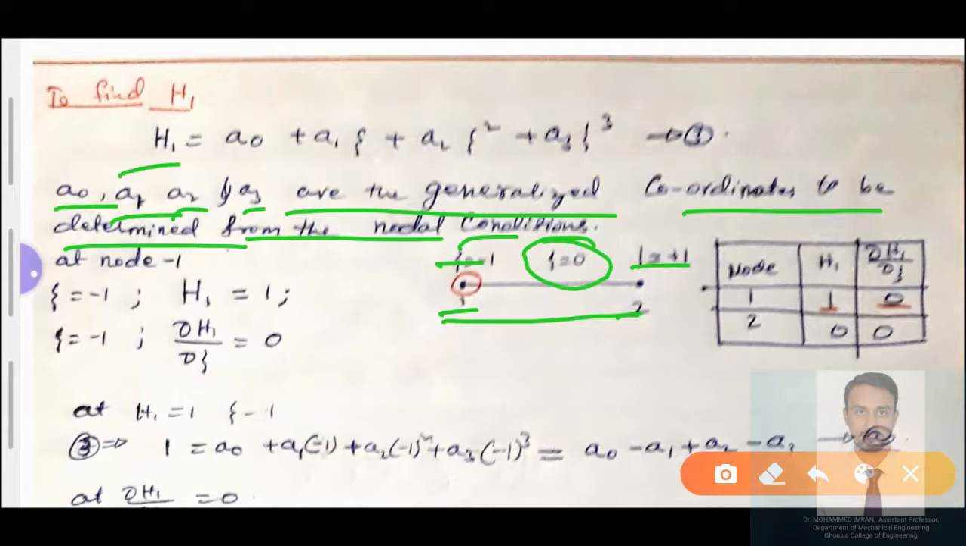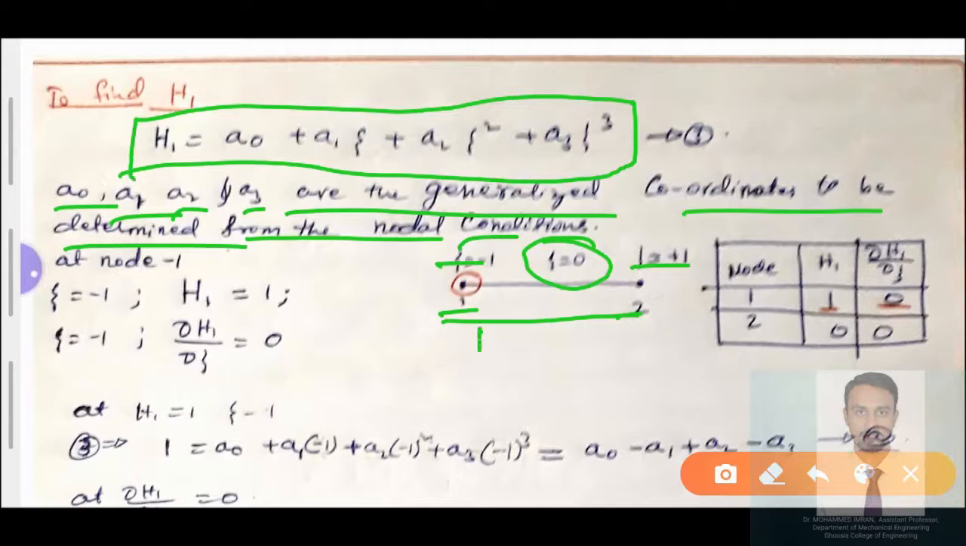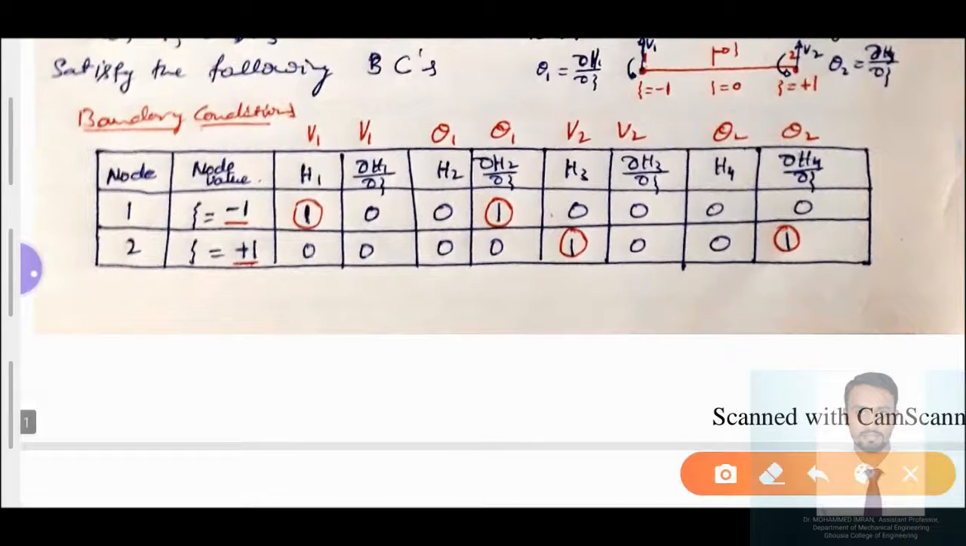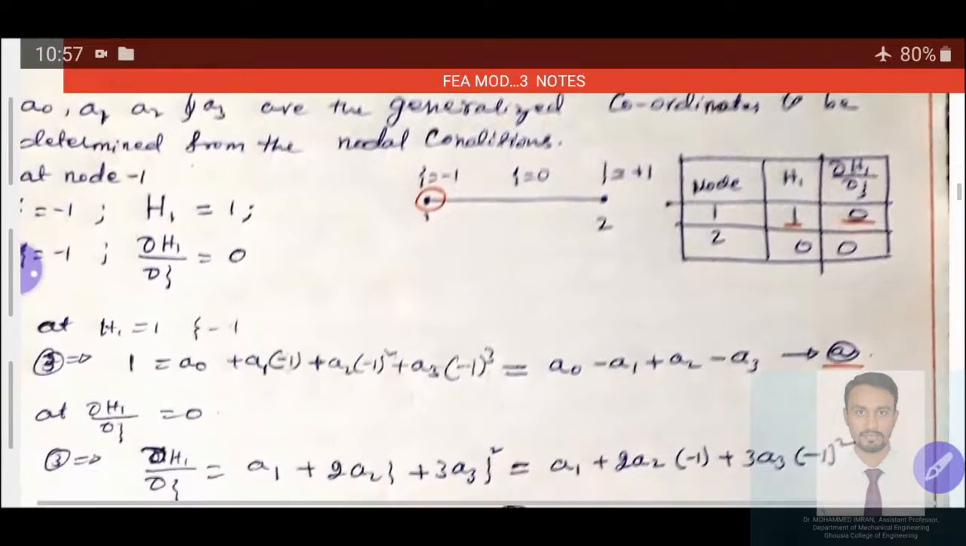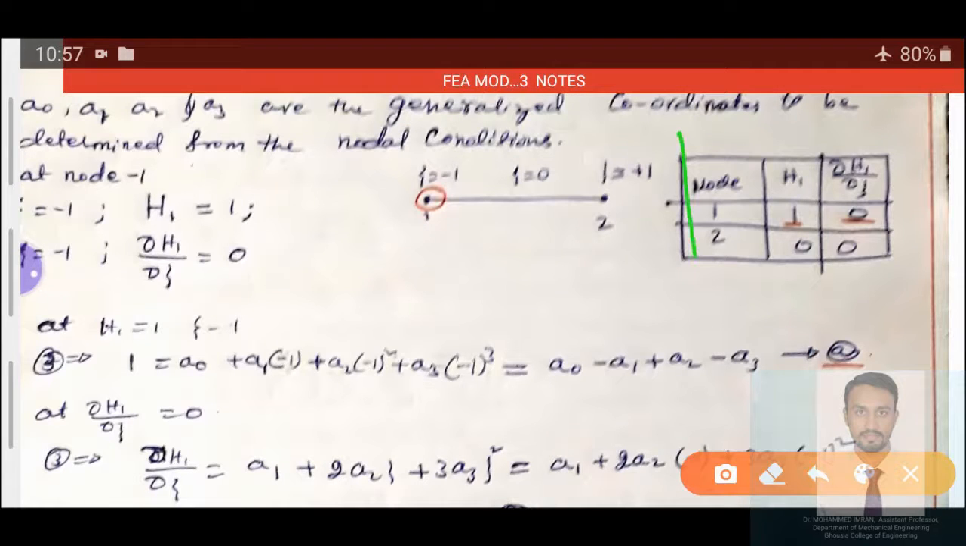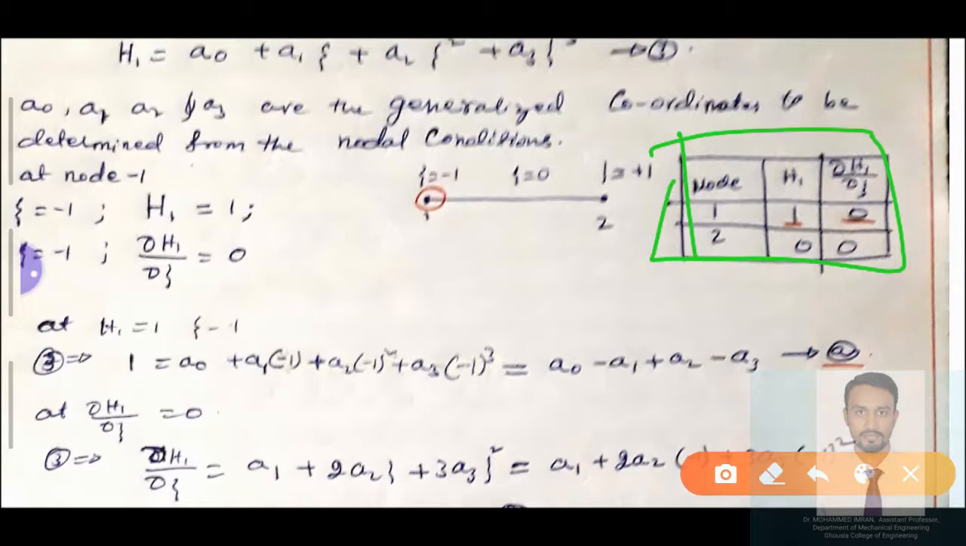We need to find h1, which is the Hermite shape function with respect to the vertical displacement v1 at node number 1. So what is the boundary condition here from the tabular column? We want to take these values of the boundary condition. Just now I have tabulated this separately. From node number 1, I have referred to the condition of node number 1 towards the transverse displacement v1. Node number 1 has an effect with respect to zeta equal to -1: h1 is equal to 1, dou h1 by dou zeta is equal to 0.